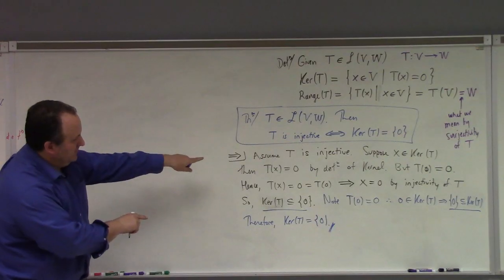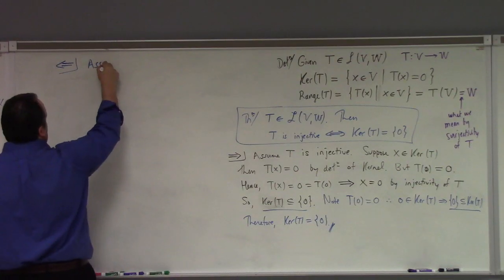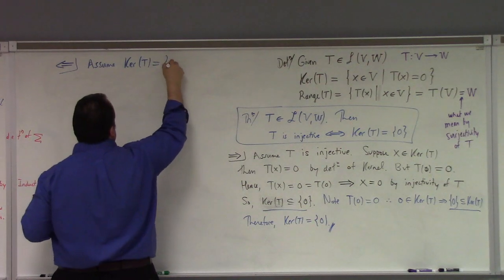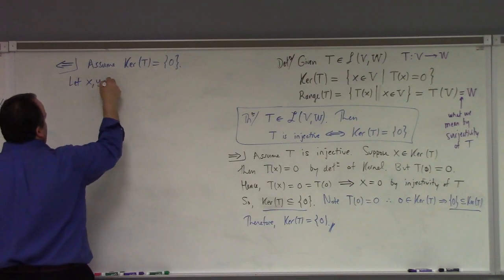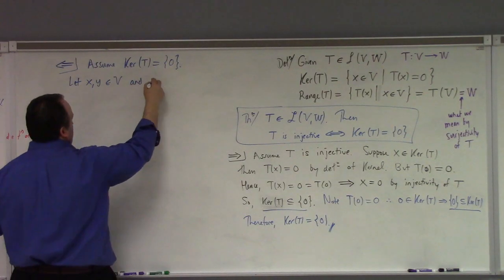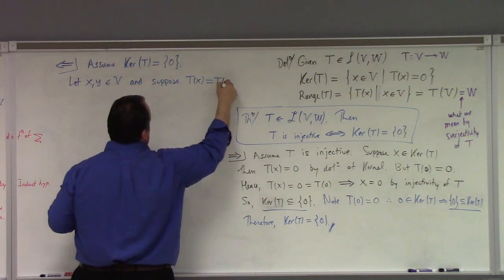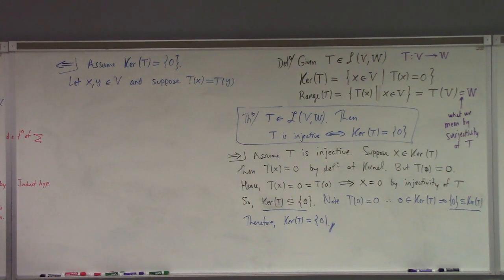Okay, so reverse direction. We assume what? The kernel of T is equal to the set containing 0. All right, let x and y be in the vector space, and suppose T of x is equal to T of y. What is our job here? To show T is injective, what do I have to demonstrate? x is equal to y. If we can show x equals y, we have shown T is injective, right?